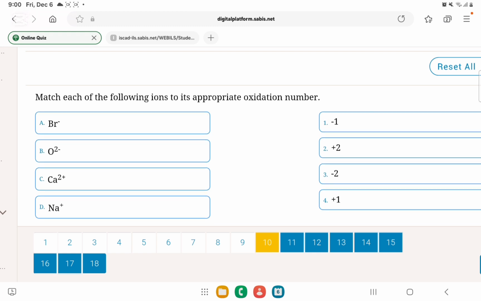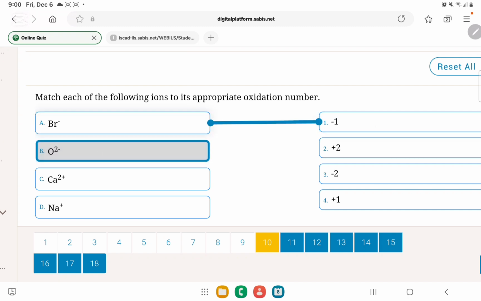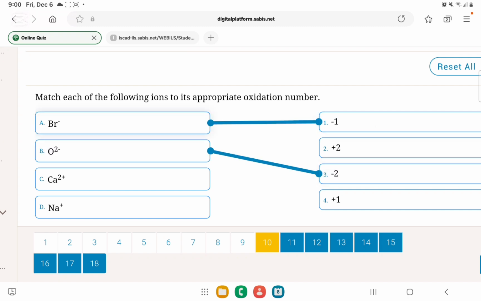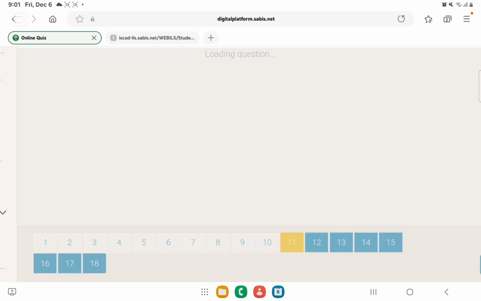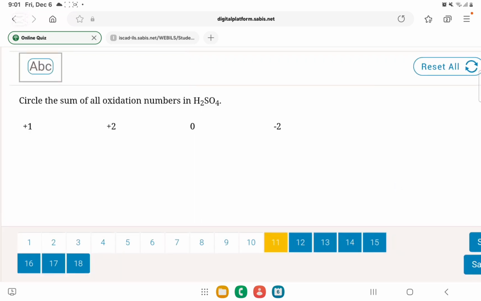Okay, here the oxidation numbers are equal to the charge. So here, since it's Br minus, it's -1. O2 minus, so -2. Ca2 plus, so +2. Na plus, so +1. And the sum of all oxidation numbers in a molecule is 0, except when it's a simple ion, where it's going to be equal to the charge.